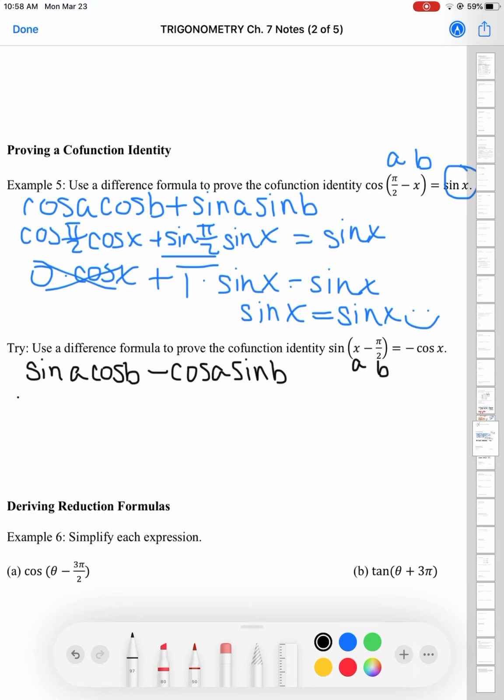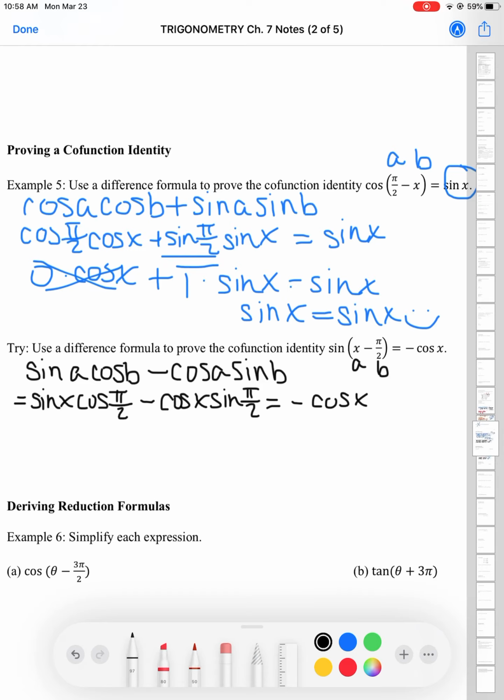So we have sine x cosine pi over 2 minus cosine x sine pi over 2. And we're supposed to be showing that that is equal to negative cosine x. And remember, you can always pause me and try this on your own before you watch me do it. This is a try, so in class I would probably have you try this on your own before we would go through it together.